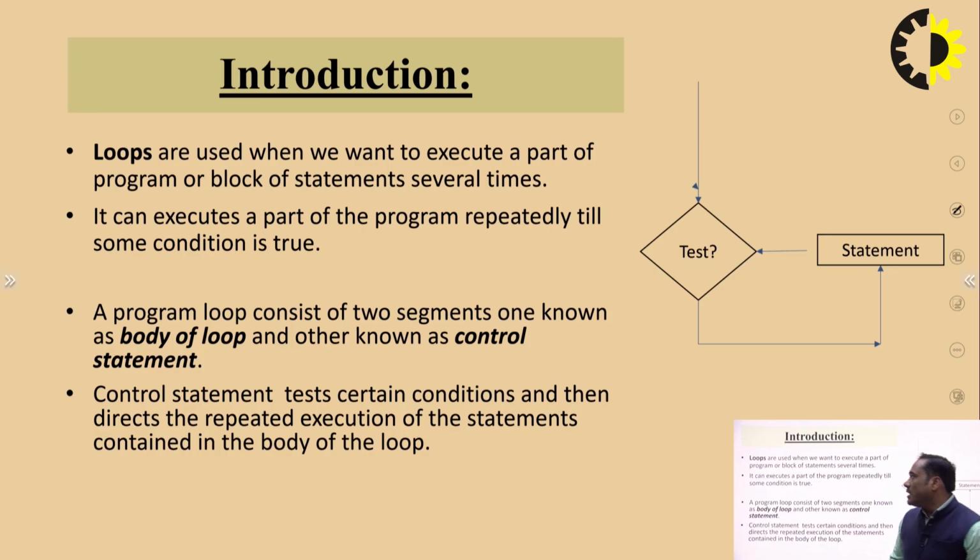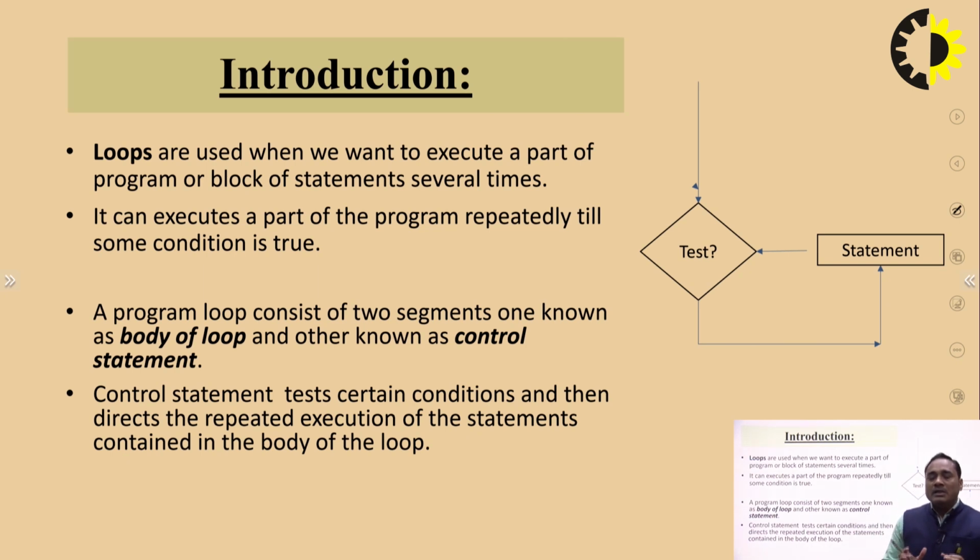A loop basically executes several times in C programming, and it can execute a part of the program repeatedly till some condition. If the condition is true, the loop is going to execute, and when the condition is false, the loop is going to terminate. Next, a program loop consists of two segments, one known as the body of the loop and the other the control statement.